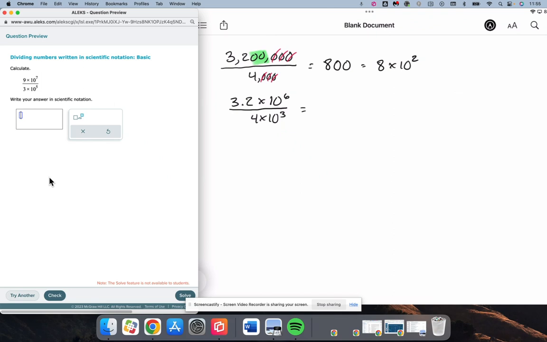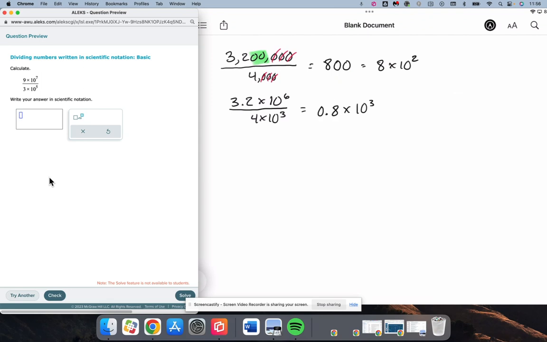So instead of adding exponents when we multiply numbers in scientific notation, we're dividing, so we're going to subtract. And so the first thing to notice is we're going to be subtracting 3 from 6 and getting 3, because 6 minus 3 is 3. So we're going to have something times 10 to the power of 3. Now 3.2 divided by 4 is going to be 0.8.